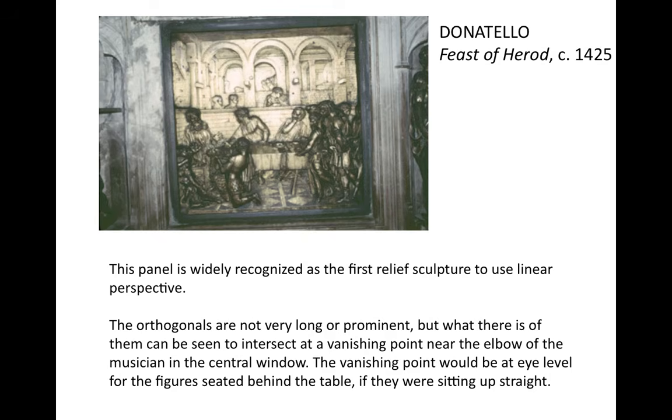This is a relief sculpture by Donatello from 1425, and this panel is widely recognized as the first relief sculpture to use linear perspective. It's quite hard to see it in this image, but you can see that there's an architectural element. There's a table here, and there's quite a bit of architecture back here. And that table, there's also tiles on the floor here. So all of these elements do also use those orthogonals and vanishing point.